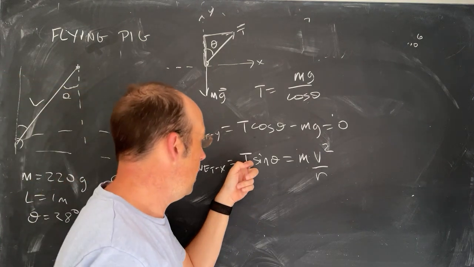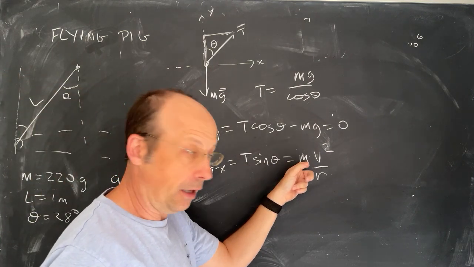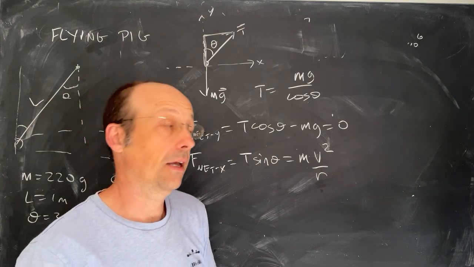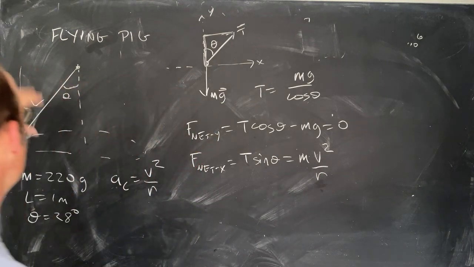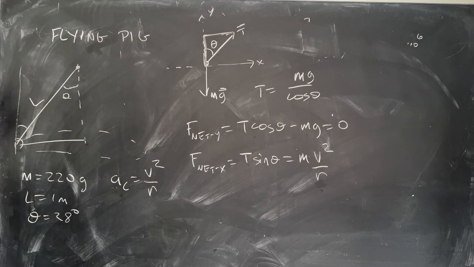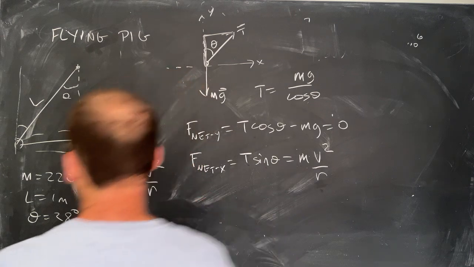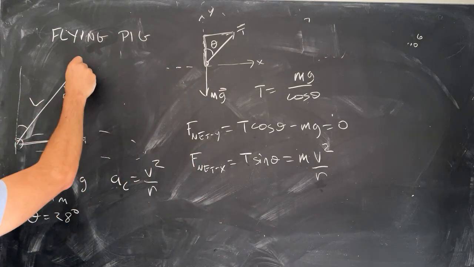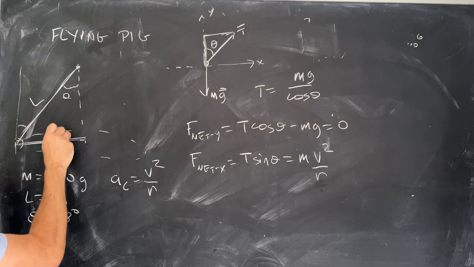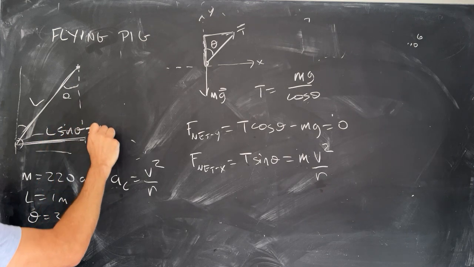But over here, T sine theta, m, I know. I'm trying to solve for v, but I don't have r. Okay, so I need to find r. This is the length of the string. I want this distance right there. But you'll notice it's a right triangle, right? So this is the opposite side of the right triangle. That's the hypotenuse L. So this is going to be L sine theta. And that's equal to R.